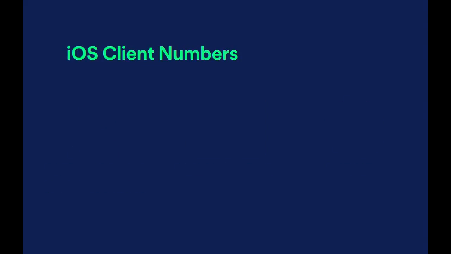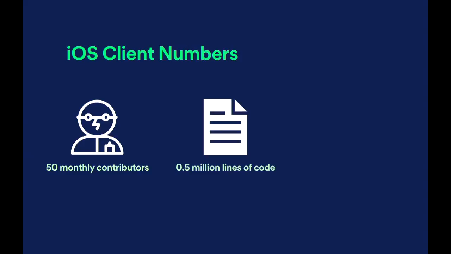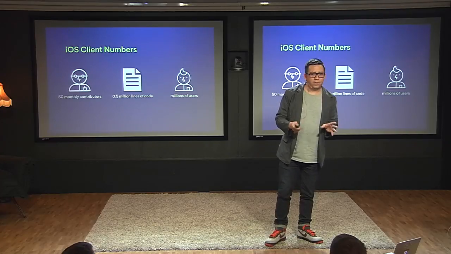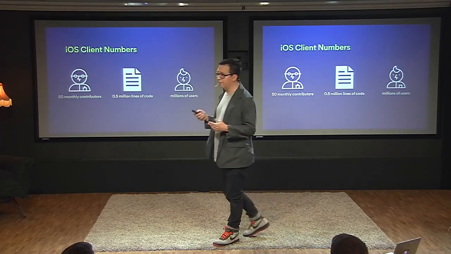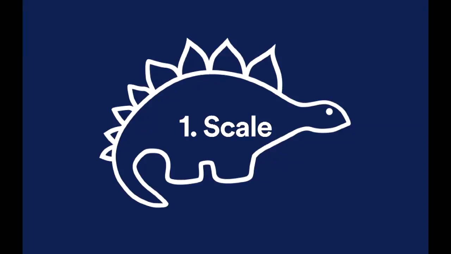About our iOS client, well, it's developed on average by 50 contributors every month, and it's roughly the size of 500,000 lines of code, and we can reach millions of users through this code. And the stories that you're going to listen to tonight, I think they're very interesting because of the characteristics of our organization. And the first one is the scale that we work with.